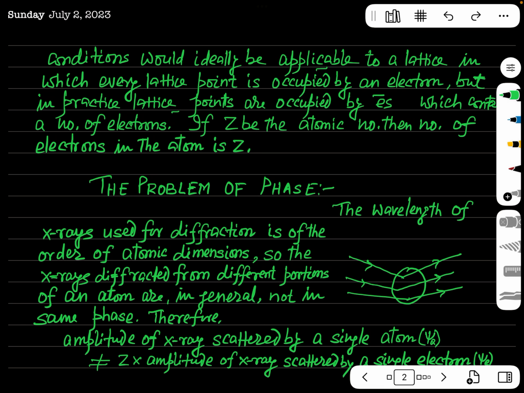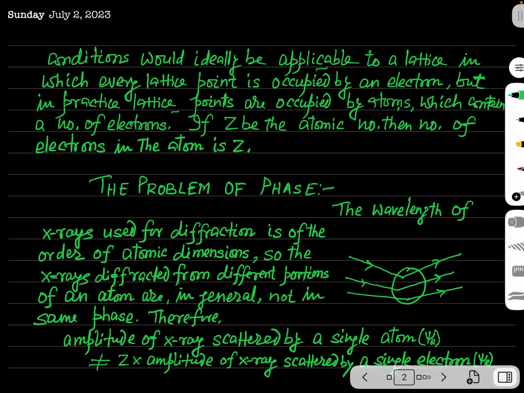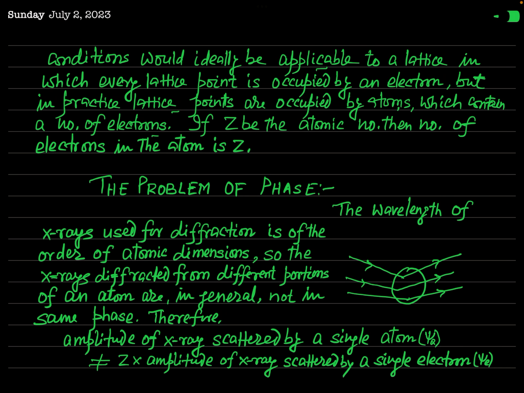Lattice points are not occupied by electrons. In practice, lattice points are occupied by atoms, not by electrons. So the word atom here was correct. Atoms contain a large number of electrons. If you consider that Z is the atomic number of our crystal, then in an atom there will be Z electrons. It is a basic fact.